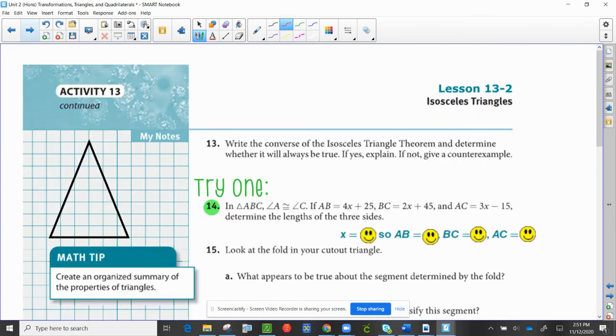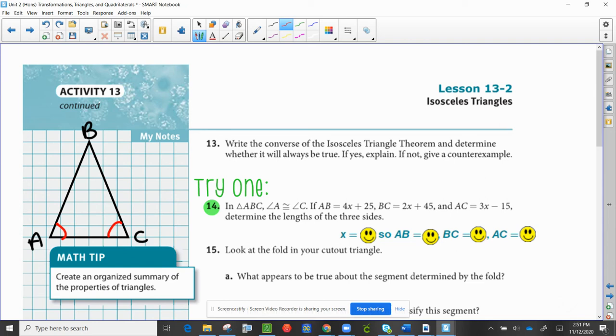All right, let's move on. I'm going to have you guys try number 14, and then we're going to be done with this lesson. So in number 14, we have a triangle ABC. So I would suggest drawing a triangle on the side of your notes here, labeling it A, B, C. They tell you that angle A is congruent to angle C. And then they give you all the measurements for each side length.